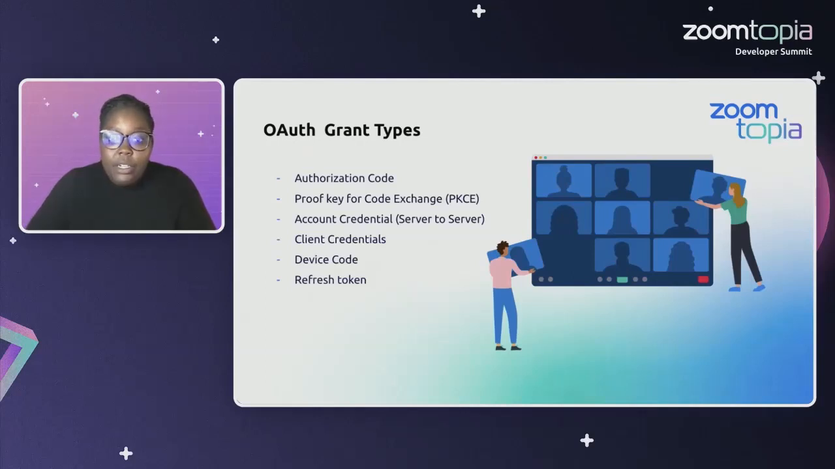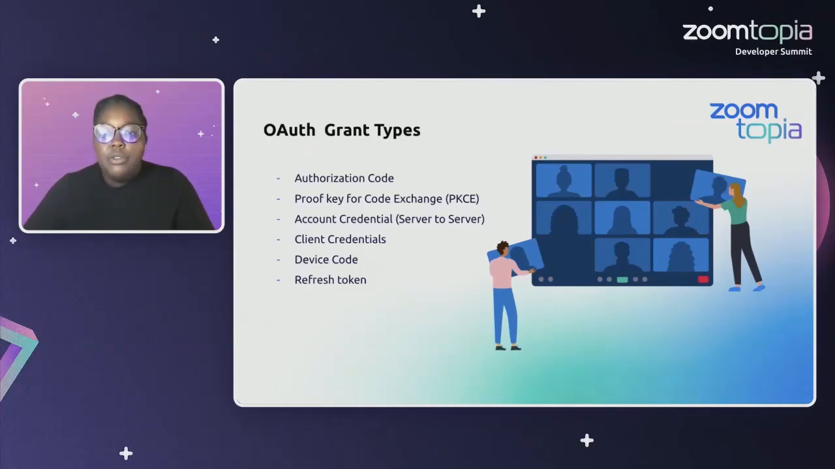Third, we have account credentials, which is also server to server. This is a new type for developers that they can use with our Zoom OAuth services to facilitate OAuth authenticated requests without any end user involvement. So we have documentation that exists on our OAuth processes, and we'll share that at the end where you can get a little bit more details. We also have the client credentials. The client credential grant type is used by clients to obtain an access token outside of the context of the user.